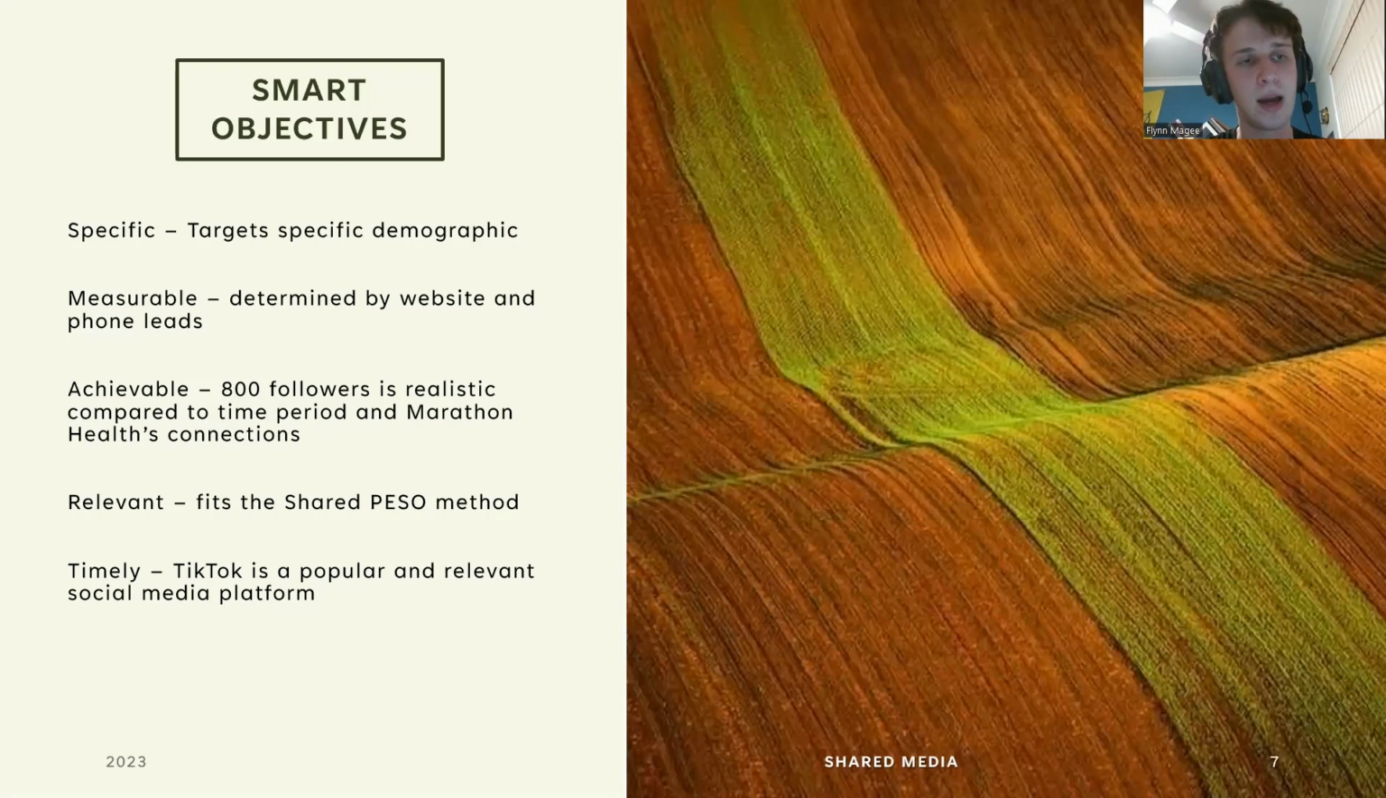And again, I've put up SMART objectives here. So it's specific in that it does target a specific demographic of graduates and young health trainees. It's measurable, it's determined by website and phone leads, which can all be very closely followed via TikTok and the Marathon Health website. 800 followers is, I feel, realistic when compared to the time span, as well as the connections that would be established once the page is created.